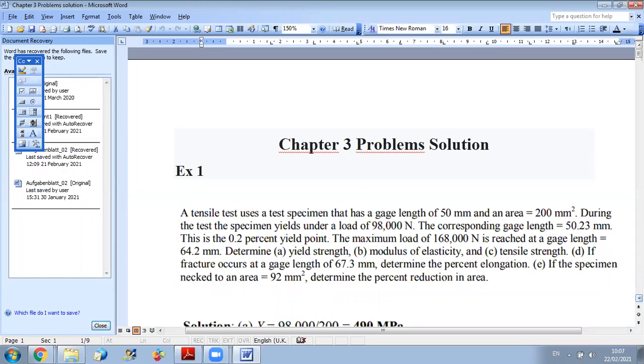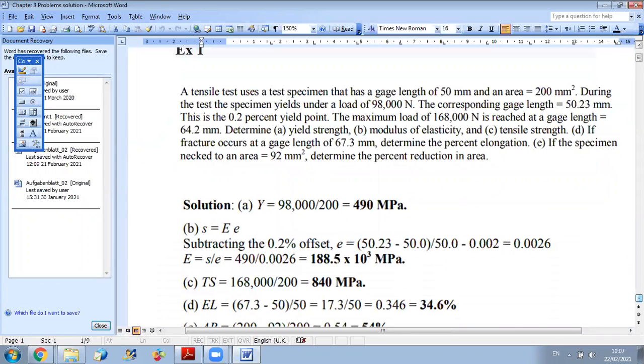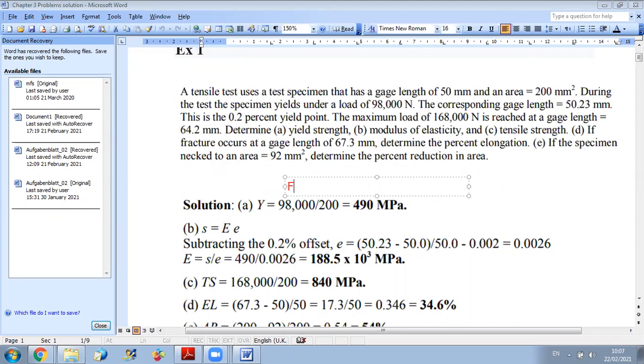So, in order to determine the yield strength, all we have to do is to apply the formula. The yield strength is equal to what? It's equal to the force applied at yield, the force that will cause yield of the specimen, over A0. So F yield over A0. They gave us the value of the force that will lead to yield of the specimen, which is 98,000 Newton, and we divide by the initial area A0, which is 200 millimeter square.